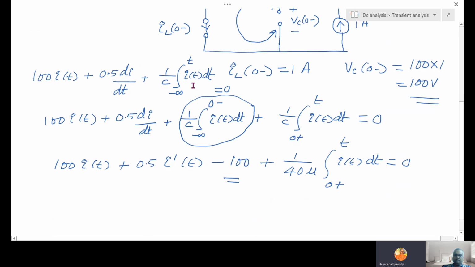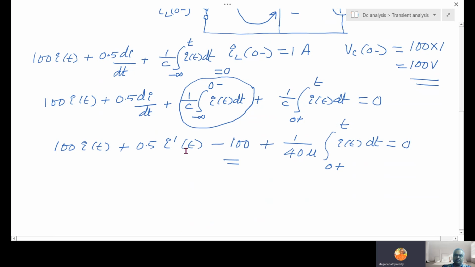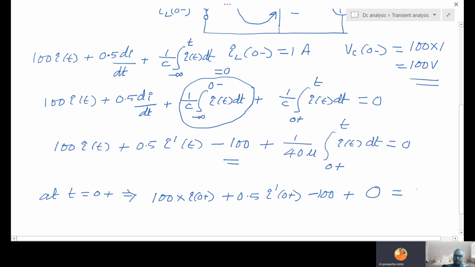So what is the question here? di by dt, no? So the di by dt term is already there here. No need to differentiate further. Simplify this. At t equal to 0 plus, therefore, at t equal to 0 plus, 100 into I0 plus 0.5 I prime 0 plus minus 100. 0 plus to 0 plus, this is anyway 0, no? So equal to 0.